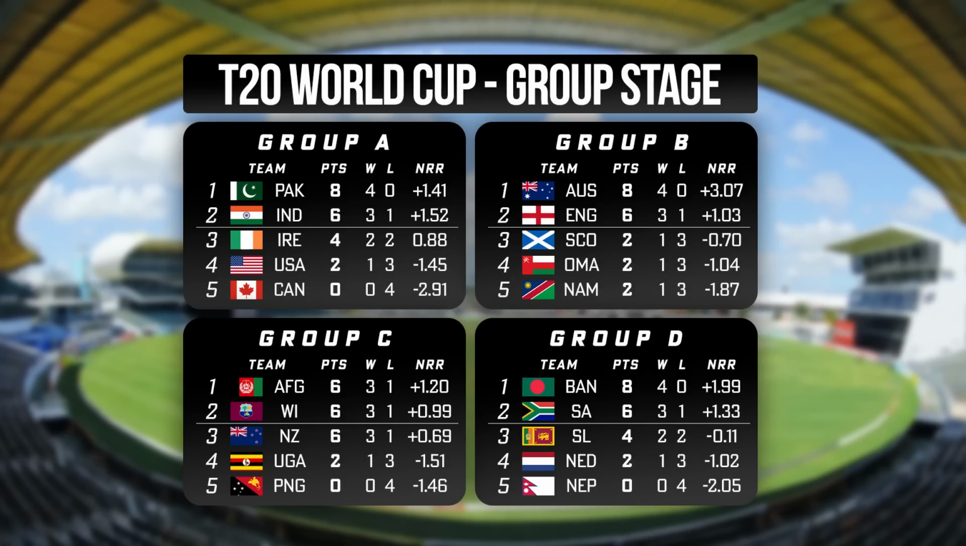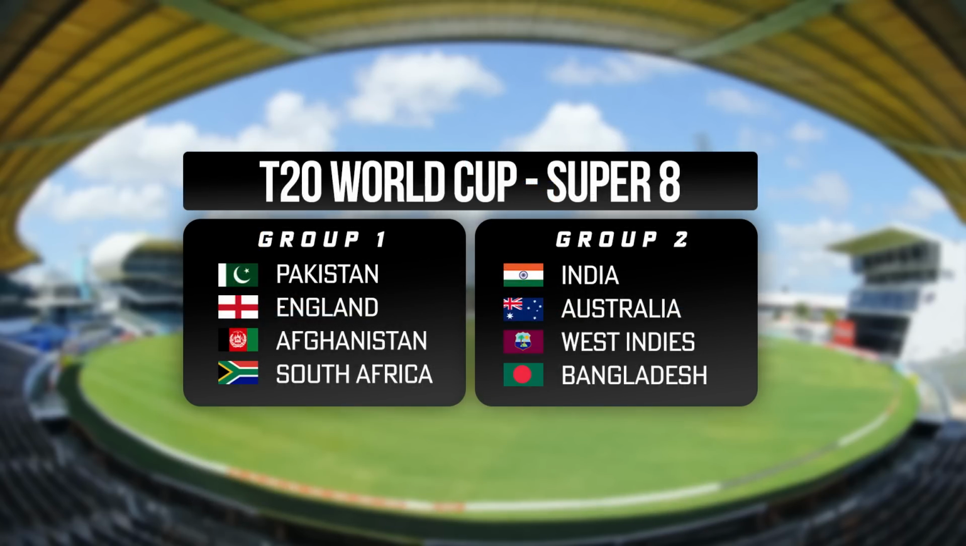Group C was an interesting one. Three teams with 3 wins and 1 loss, separated by net run rate, with Afghanistan and the West Indies going in ahead of New Zealand. That's a big out in the group stage of this T20 World Cup. And as for Group D, Bangladesh went through undefeated, with South Africa qualifying over Sri Lanka with 3 wins and a loss.